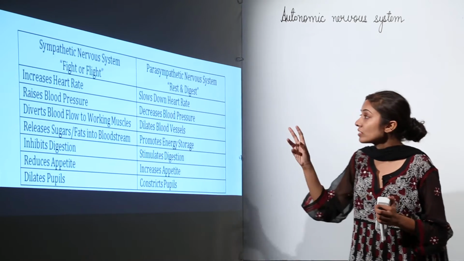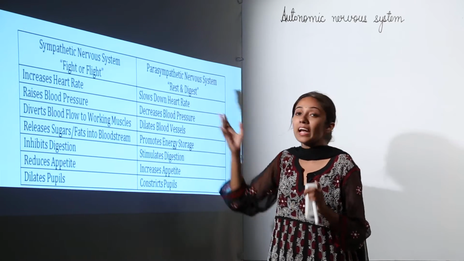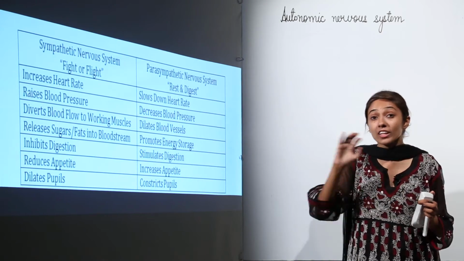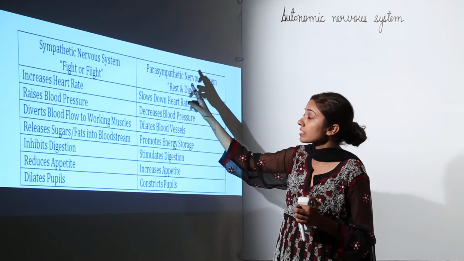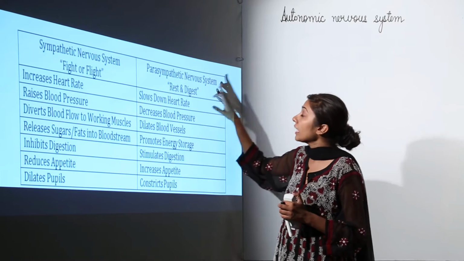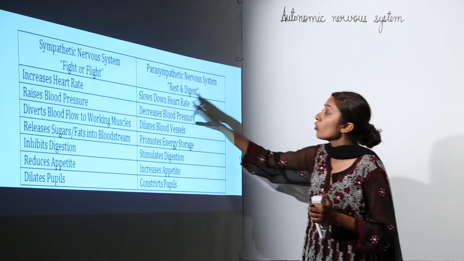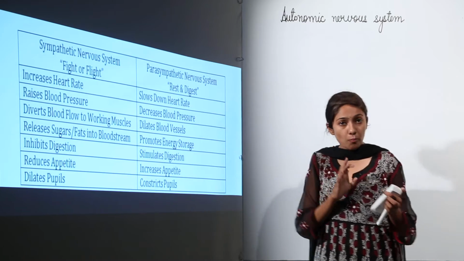Now the actions of these are antagonistic to each other, which means they are opposite. For example, if we talk about the sympathetic nervous system, it increases the heart rate, while the parasympathetic nervous system slows down the heart rate. So it is quite opposite.